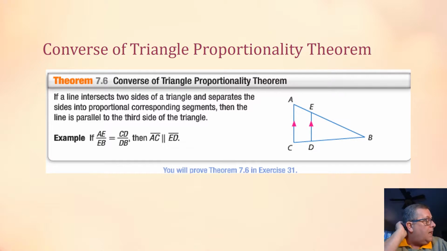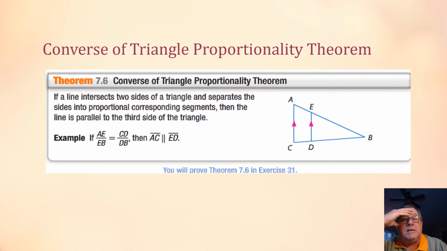It says if a line is parallel to one side of a triangle and it intersects the other two sides, so if it's parallel and then intersects the other two sides, then it divides those sides into segments that are proportional. The lengths are proportional.